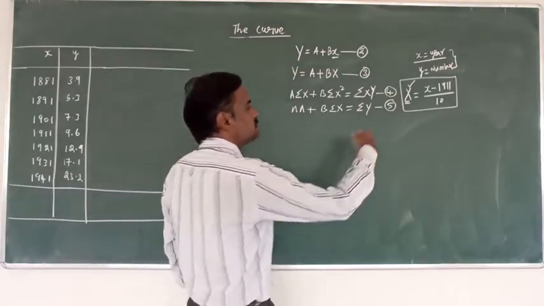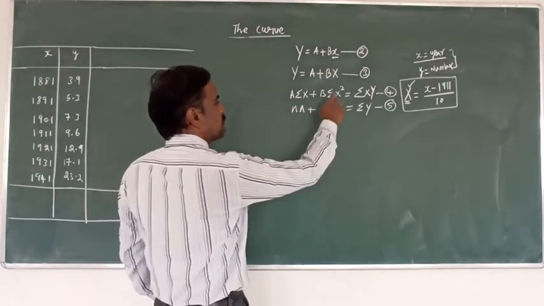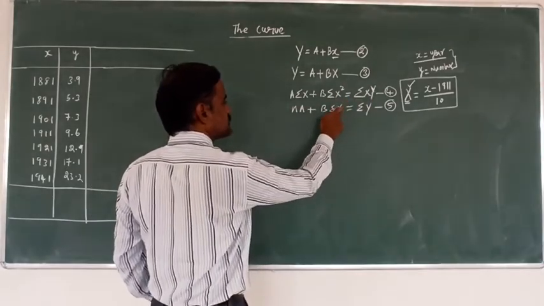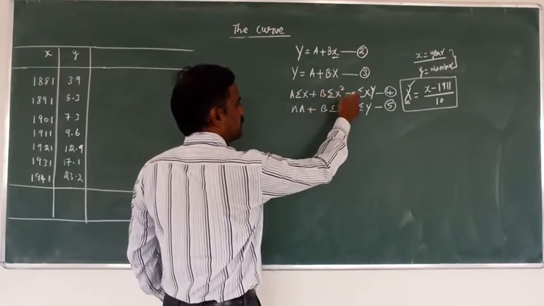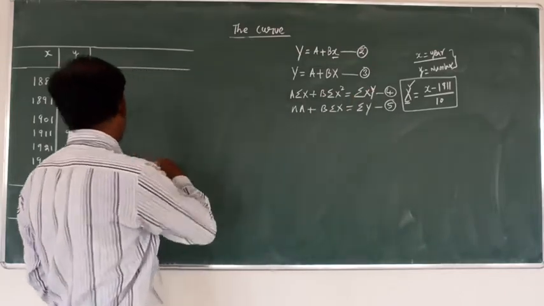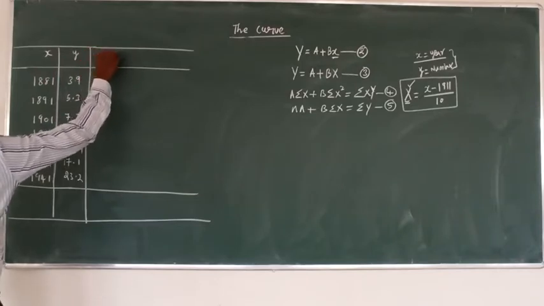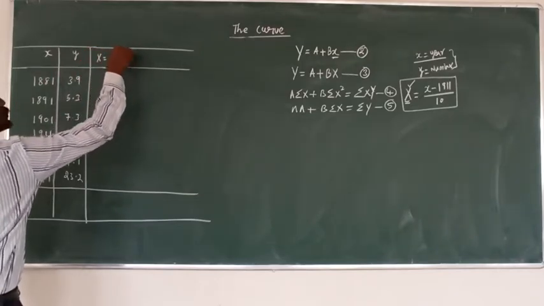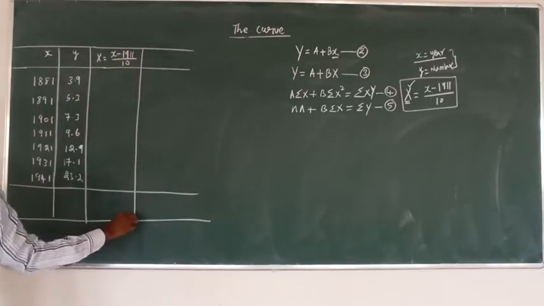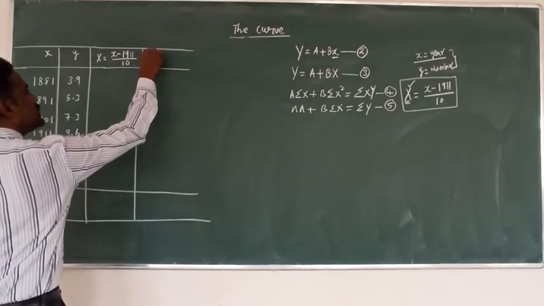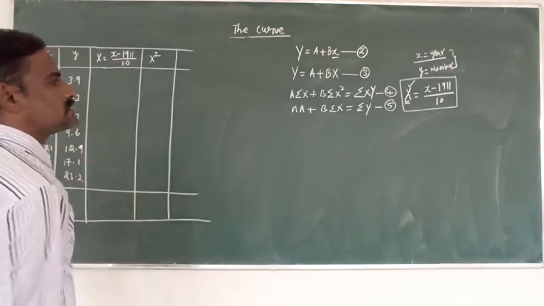After changing year into number format, we require capital X sigma, then capital X square sigma, and capital XY. For that we can change the table. This is for X, this is for Y. Requirement: capital X is equal to small x minus 1911 divided by 10. After that we require capital X square. Next we require sigma.